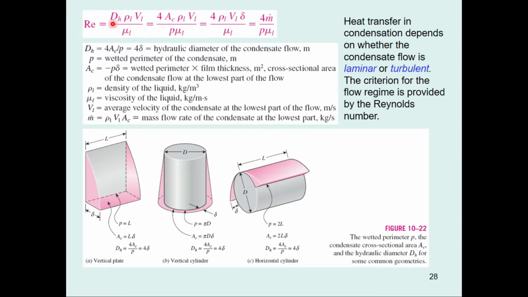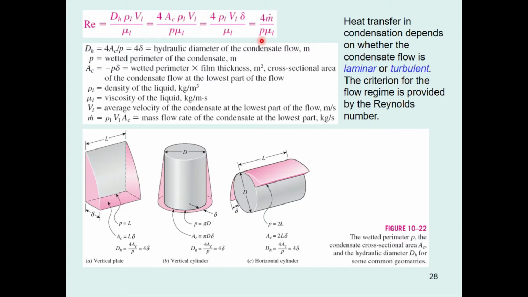So if we replace this dH with 4 times Ac over P, where P is the perimeter, we can get this formula. And if we replace this dH with 4 times the thickness, we can have this formula. So either you can use this formula, or this formula. But what about the last one?